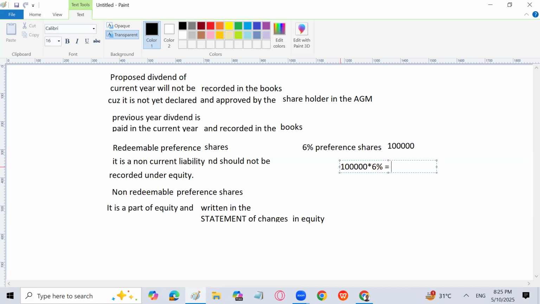Percentage of dividend if given, that will be calculated on the amount of share capital. But if the dividend is paid per share, then you have to find the number of shares, and then you will multiply the number of shares with the per share dividend to find the amount of dividend. But here the percentage is given, 6% preference shares, 1 lakh into 6%, that is going to be 6,000.